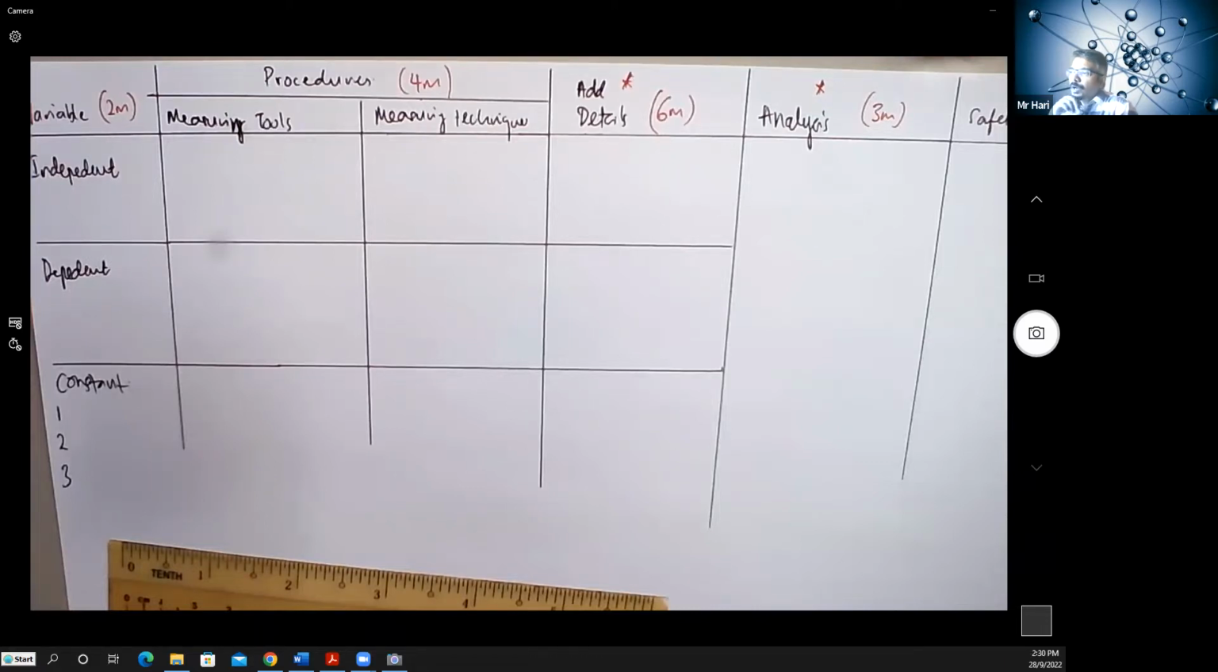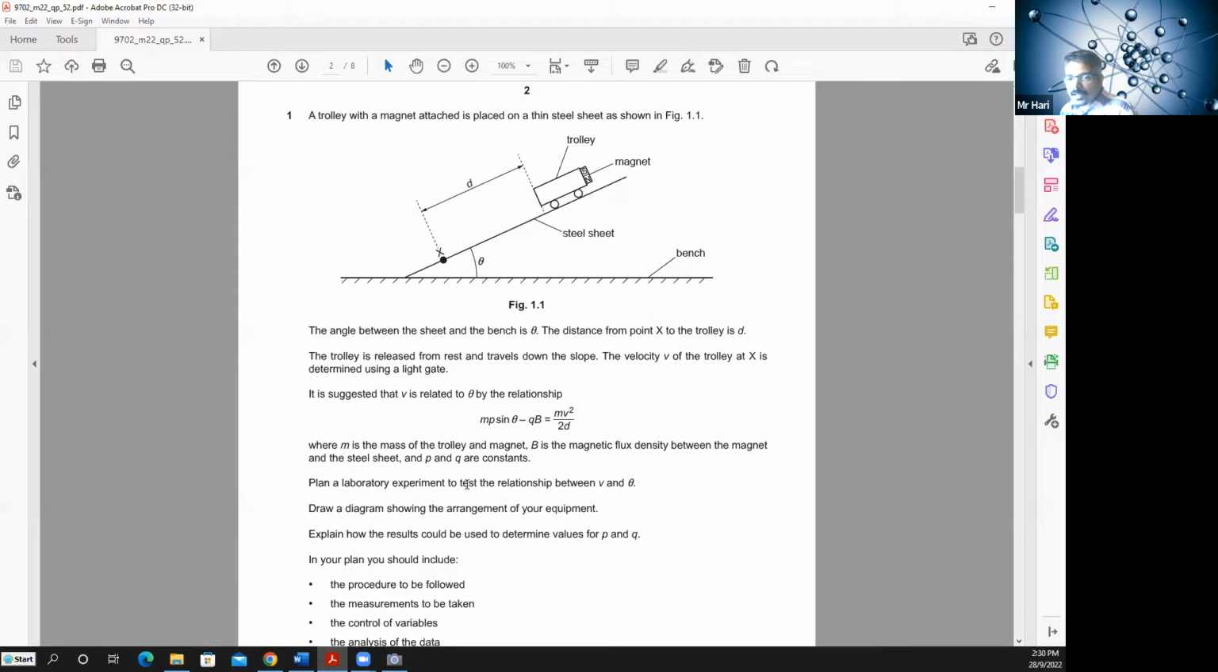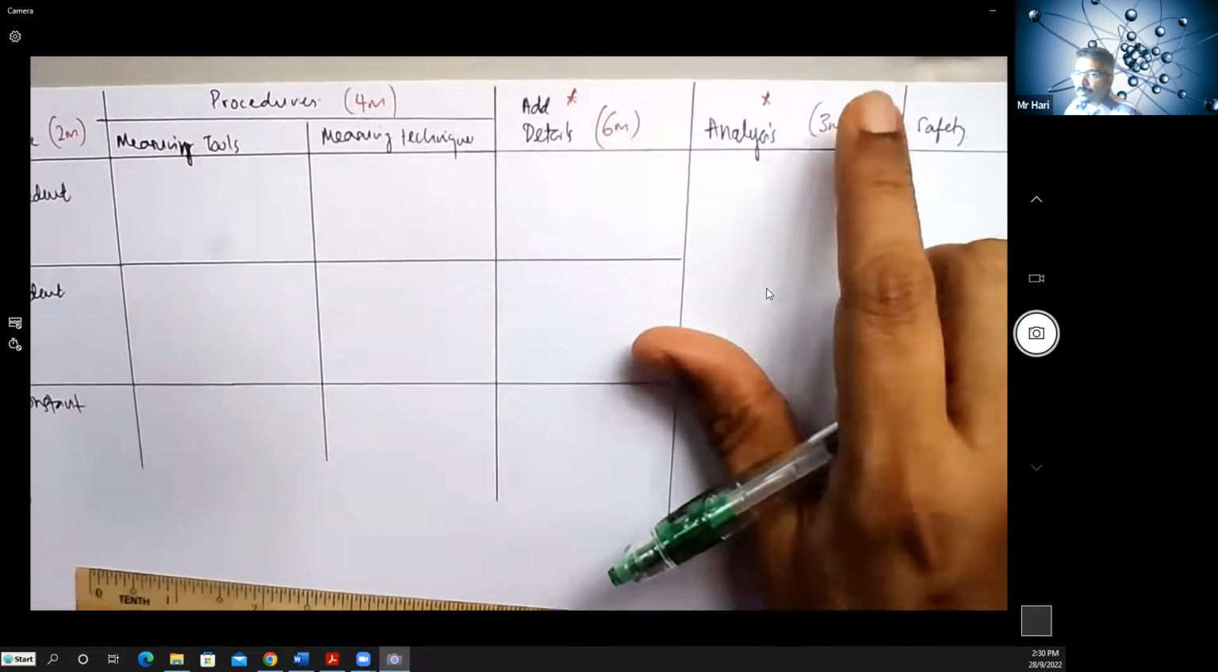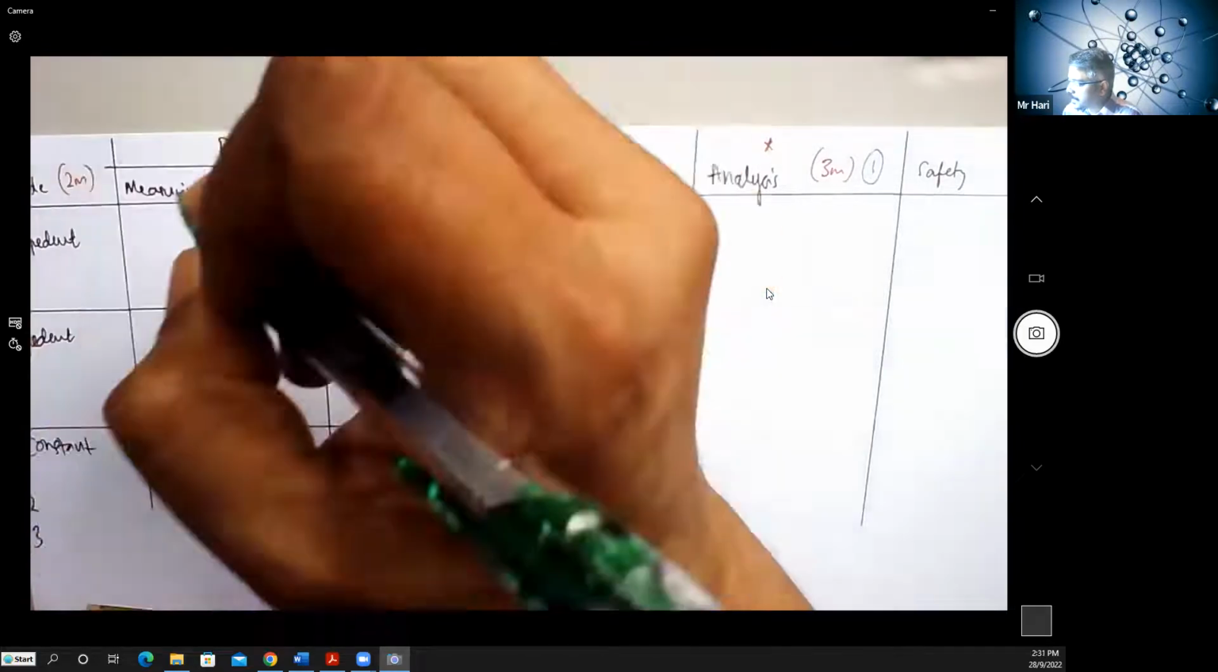Now, how would you know what are the variables? Here they only said the relationship between V and theta. And the variables include the constants. So you should know to identify the independent, the dependent, as well as the constant. However, the formula is not arranged properly, so sometimes you might make a mistake identifying the wrong constants, the wrong variables. So my suggestion is that you fill up the analysis first, and then the variables, and then the procedures.